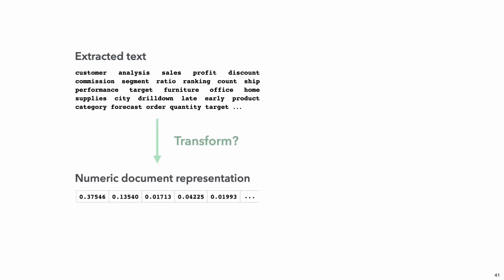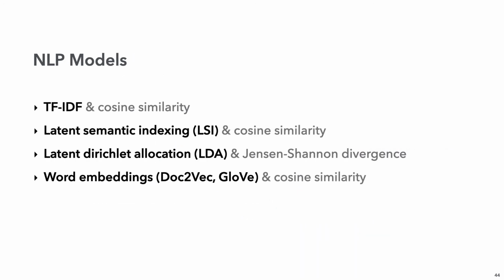So we start with a bag of words from a workbook, but how do we transform it into a vector? And how do we make comparisons in order to create meaningful Viz recommendations? To answer these questions, we conducted a review of models and selected a subset of 4 natural language processing models and distance measures: TF-IDF as a baseline, LSI, LDA, and word embeddings, specifically doc2vec and GloVe.